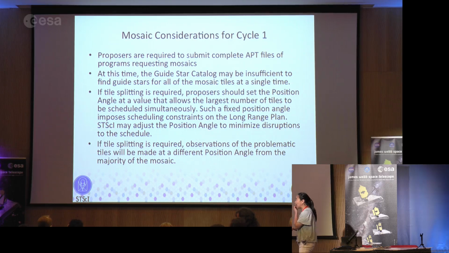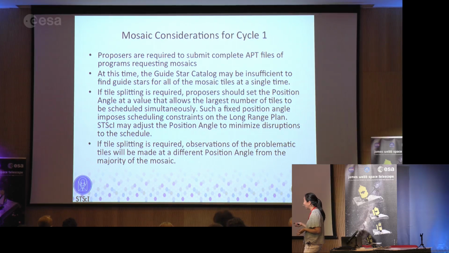I wanted to point out a couple of mosaic considerations for Cycle 1. For mosaics, particularly large mosaics, there will be some issues in trying to fully plan your mosaic within the APT. So proposers are instead required to submit a complete APT file of programs requesting mosaics. The difficulty is that at this time, the guide star catalog may be insufficient to find guide stars for all of the mosaic tiles at a single time.